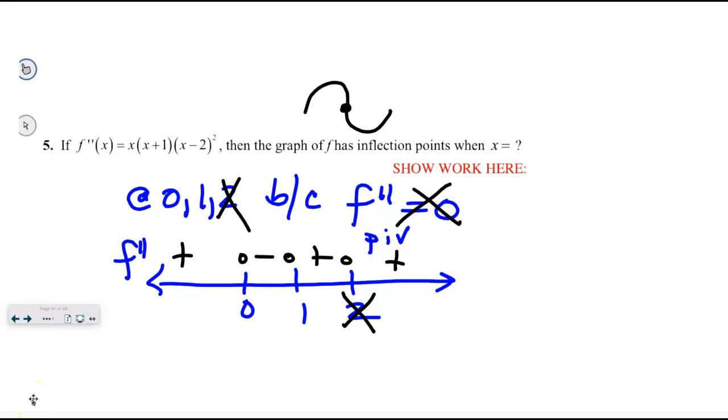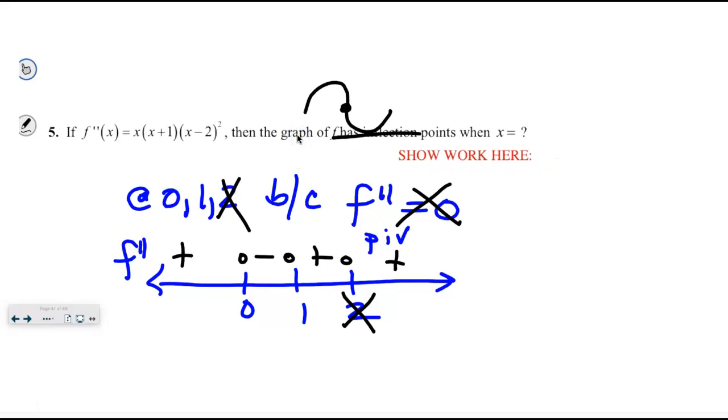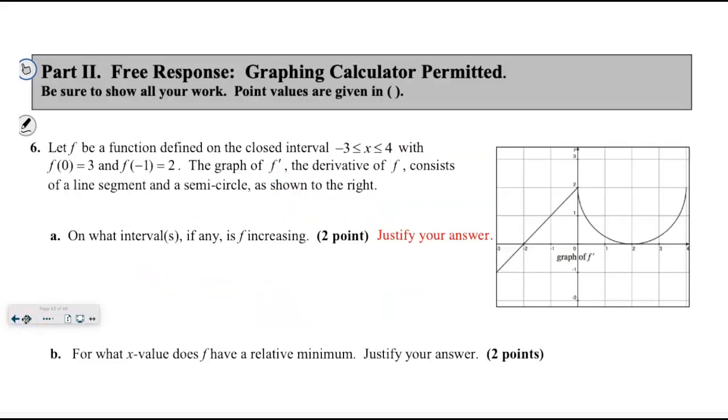So those were each worth 2 points. I actually didn't give a point for the inflection. So I gave 1 point if you put all 3 of these, and 2 points if you excluded the 2, but you didn't need the justification on this one, or the one above it, because it didn't say. All right, then we had our FRQ. This went great. So I'm going to gloss over it pretty quickly.